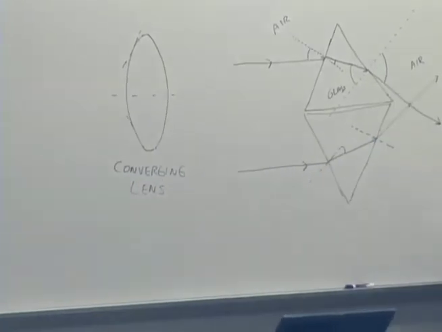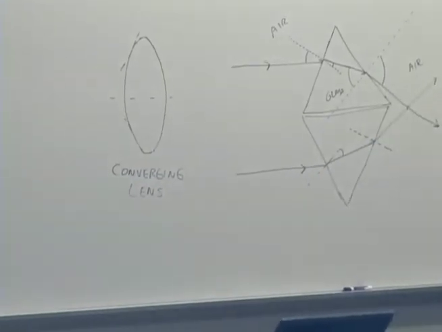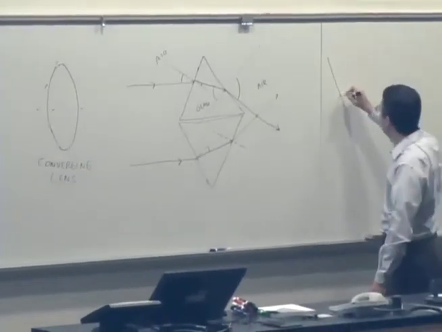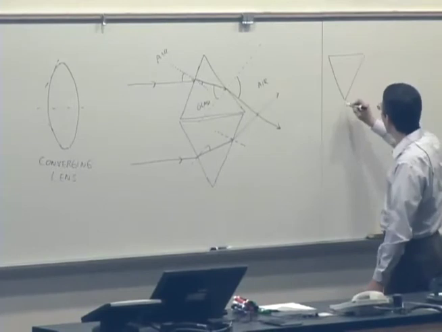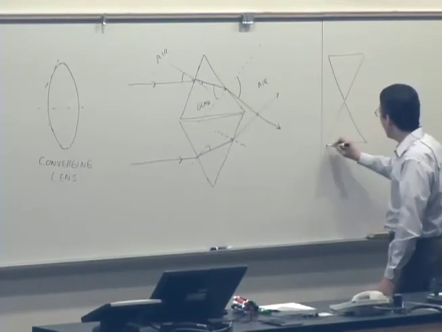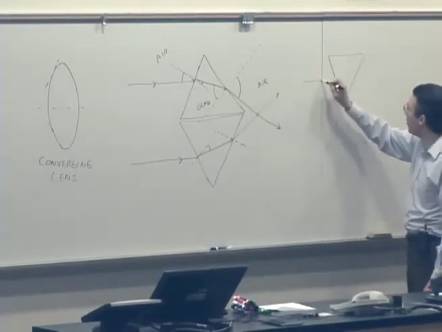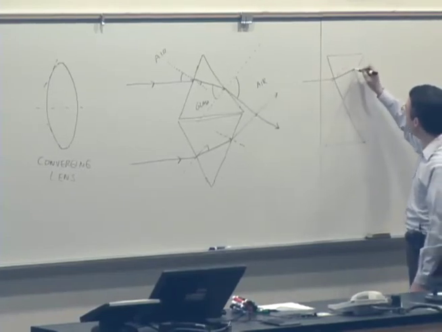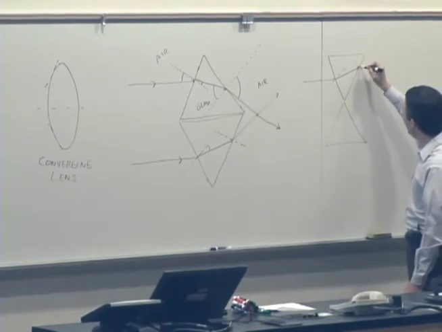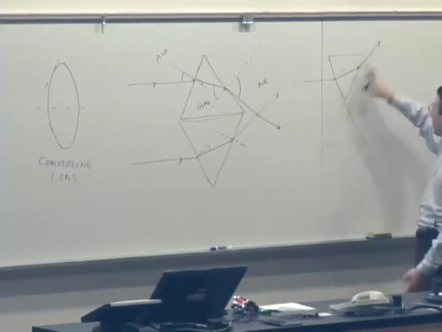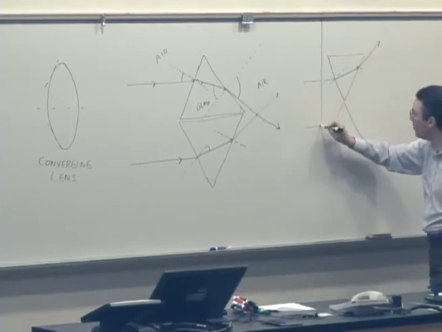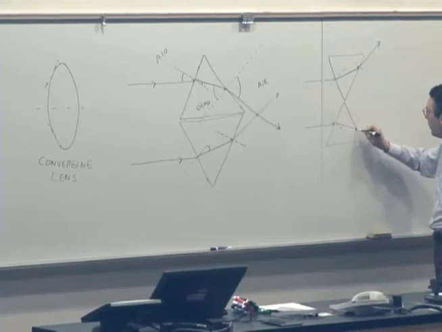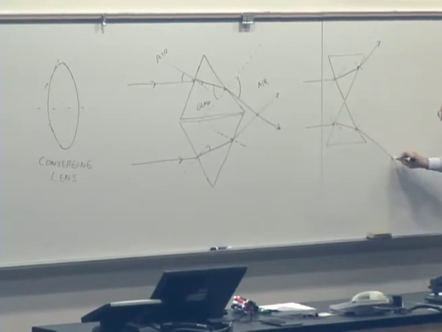What if I wanted to make a diverging lens out of these two prisms? What do I do? Yeah, just flip them, right? Exactly. Make it look like an hourglass. So that if you had something like that, you have a light ray coming in, bent toward the normal inside the prism, bent away from the normal as it exits the prism, and that light ray goes off and diverges away from a parallel light ray down here, which is bent toward the normal, and then again bent away from the normal.